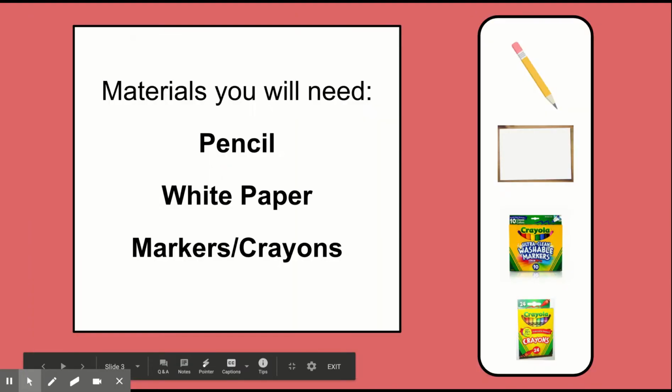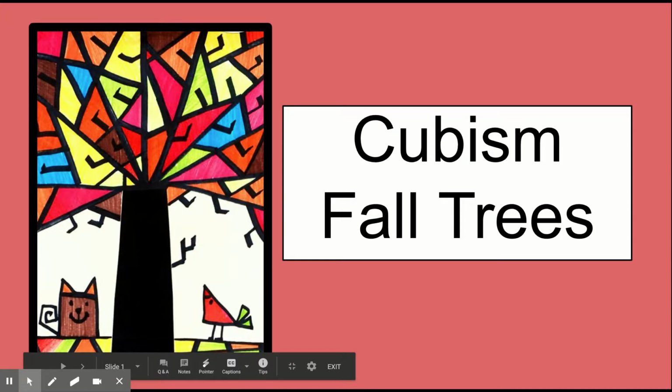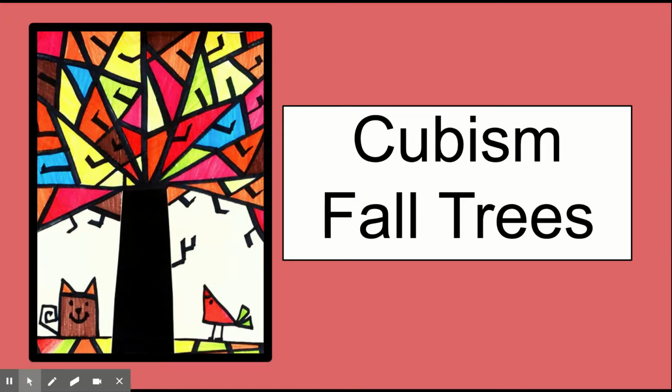Hello. We are talking about cubism. We have been talking a lot about geometric shapes. With that being said, the next thing we're going to move into is cubism, which is a type of art that uses a lot of geometric shapes. So we're going to go step by step and we're going to create some fall cubism trees.